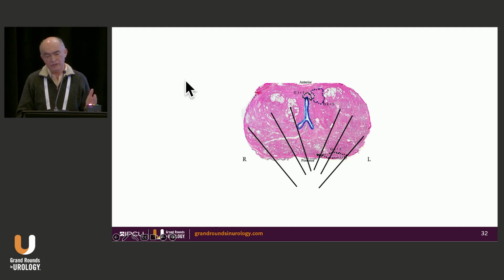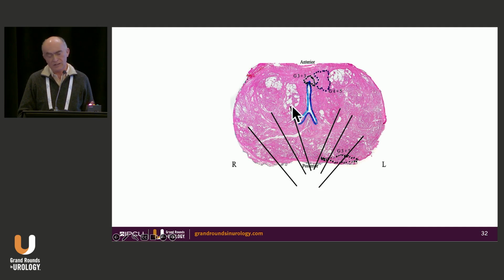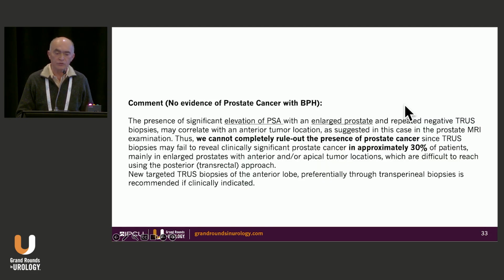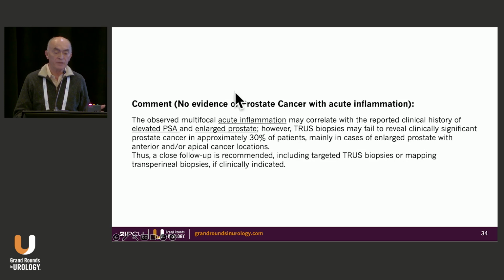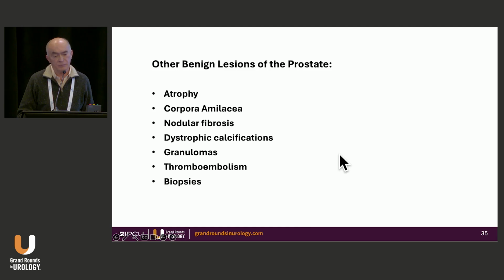If you are going to have a biopsy in a prostate that is normal size versus a biopsy in a prostate that is enlarged, we are losing access to anterior or apical tumors. And in our practice, the fact that we find no evidence of cancer doesn't mean that there is no cancer, because approximately 30% of patients may have cancer with negative biopsies, or no clinically significant cancer. And the presence of acute inflammation may also be a confusing element; the fact that the prostate biopsy is negative doesn't mean that the patient doesn't have cancer.